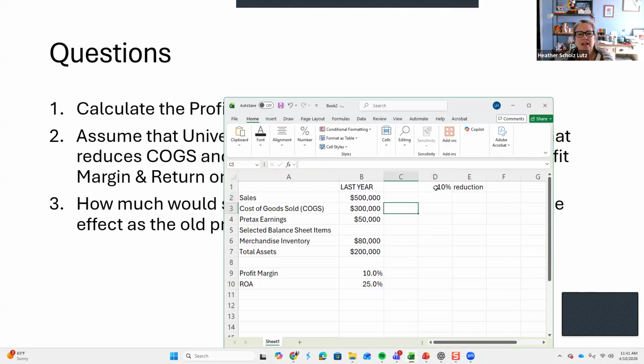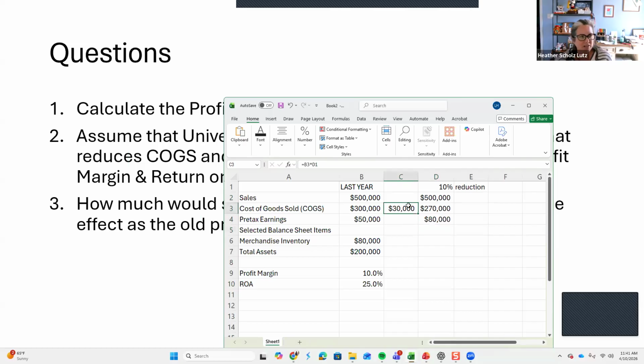So basically here, our cost of goods sold is going to go down by 10%. If we calculate that, it's $30,000. So what we're going to say is our sales are going to stay the same. Our cost of goods sold is going to go down by 30,000, so that becomes 270,000. And basically what we're saying is your pre-tax earnings are going to go up by 30,000.